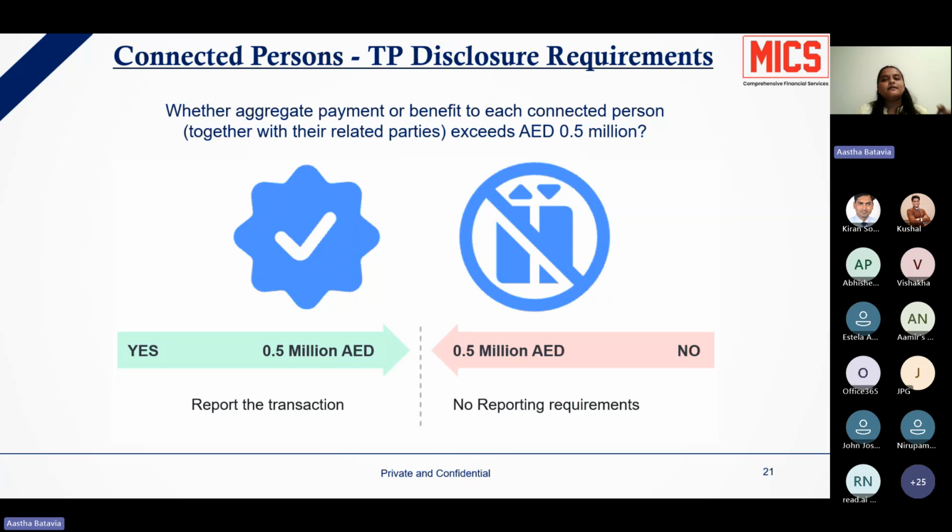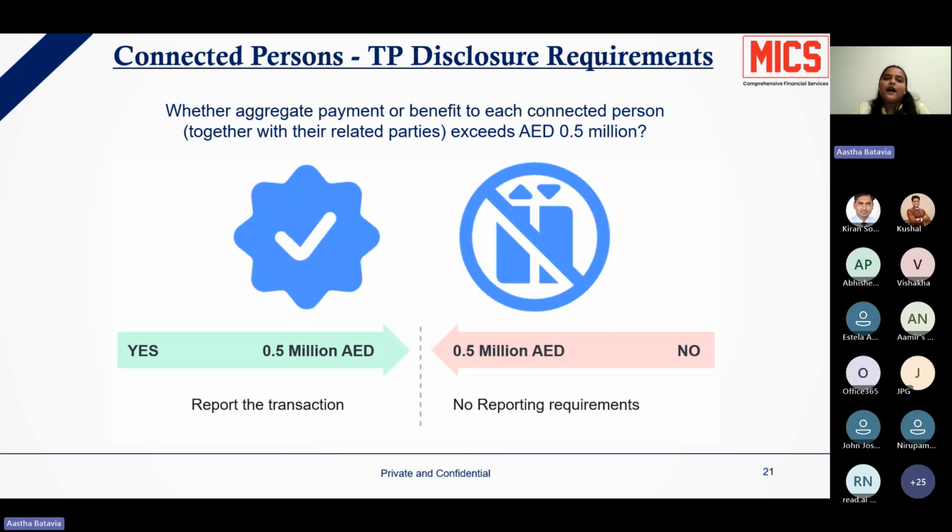Now, let's say there is a connected person clause, we have to see this limit together with the related party. So if you are having any payment to the director, let's say remuneration, or if you are having payment to some related party, then you need to combine those transactions and see whether it is exceeding 0.5 million or not. If it is exceeding, then you need to report those transactions.